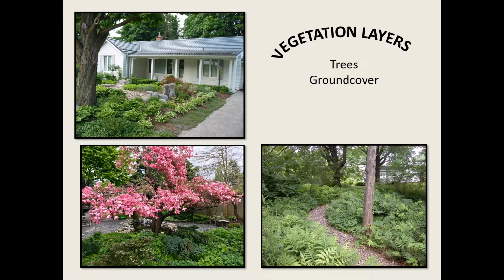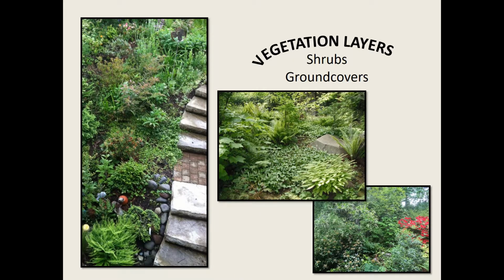Trees and ground covers provide a more open forested look. Taller and smaller plants keep the mid-layer more open. Shrubs and ground covers have been the most popular option. There is a great variety of shrubs in both height and blooms. This layer provides structure, but without the very tall trees.